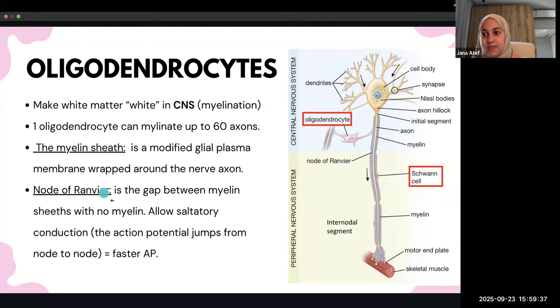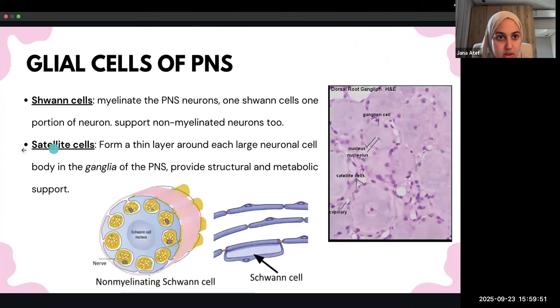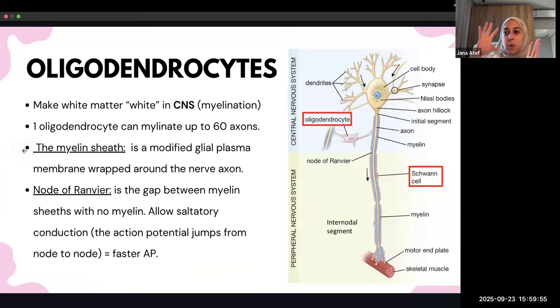This is very different from Schwann cells, because one Schwann cell can only myelinate one part of an axon. So look at this. This myelin is a Schwann cell. The oligodendrocyte, this is one. I don't know if there's a better picture. There is not, but one oligodendrocyte can myelinate so many axons. It's not one oligodendrocyte to one axon, no. This is a Schwann cell. One Schwann cell, one axon.